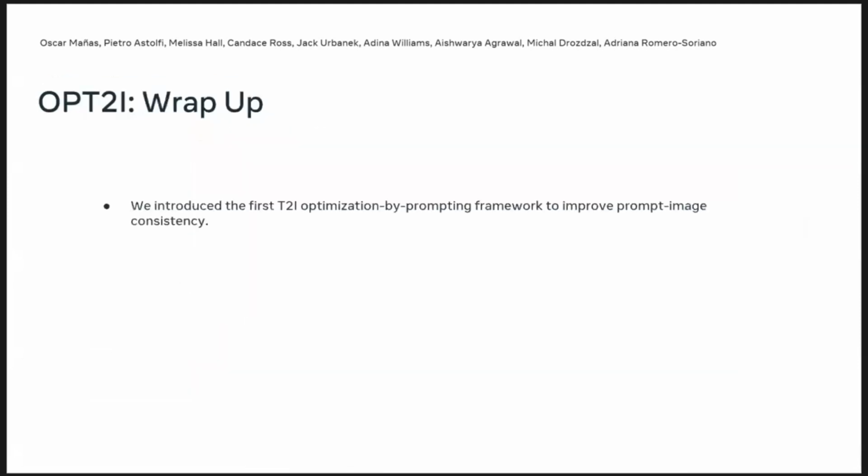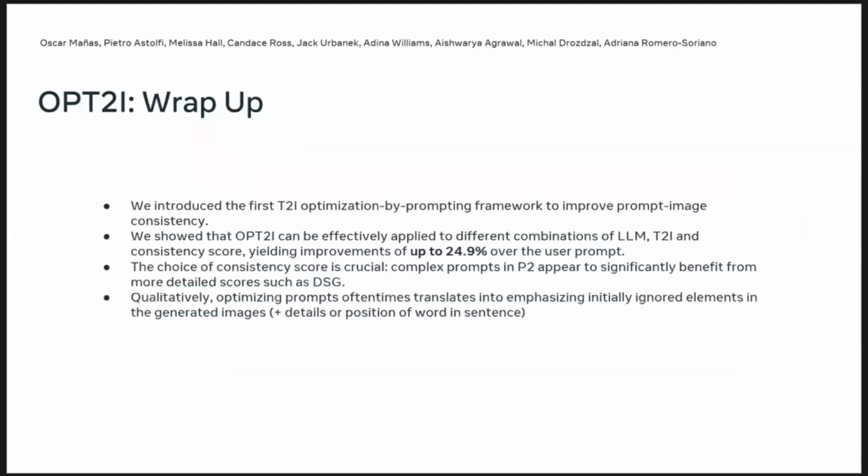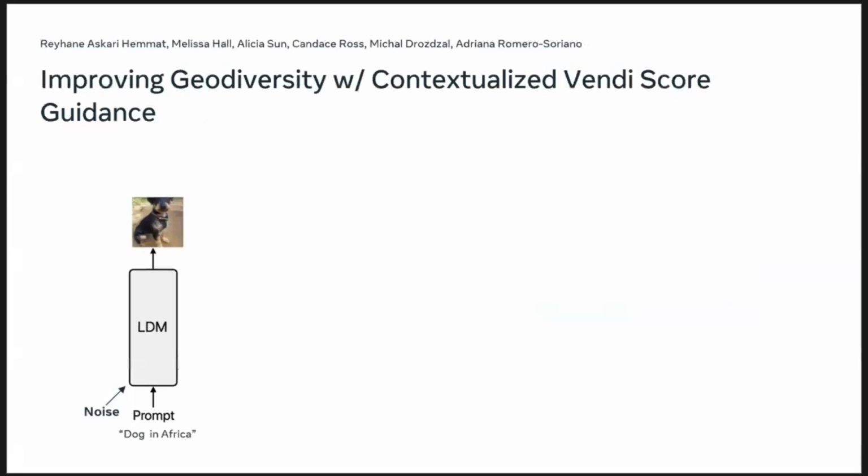And just to wrap up on this part of the talk, we introduced the first optimization by prompting framework that improves prompt image consistency. And we showed that this yields notable improvements over the baselines. Qualitatively, what we have seen is that optimizing prompts oftentimes translates into emphasizing initially ignored elements in the generated images, or adding details or changing the word order.